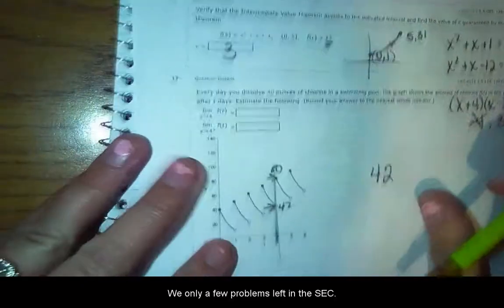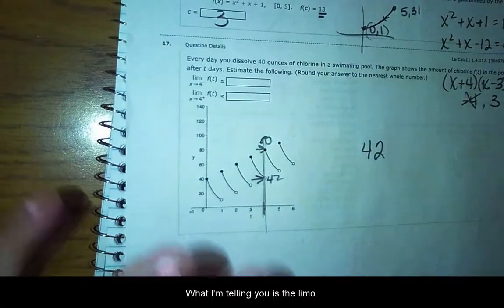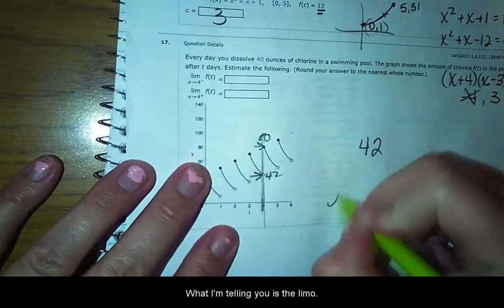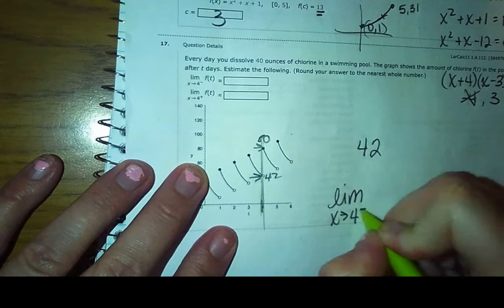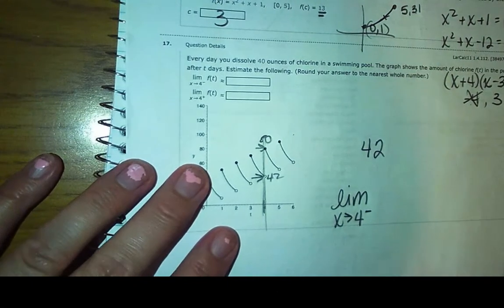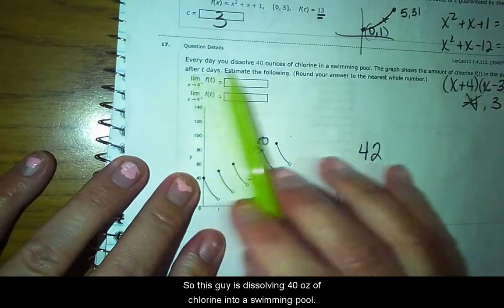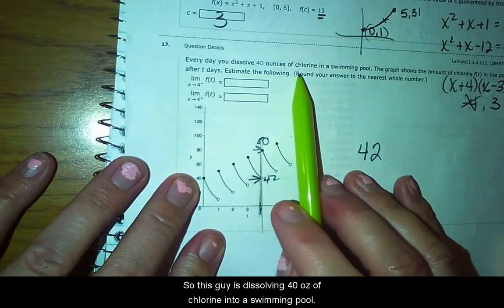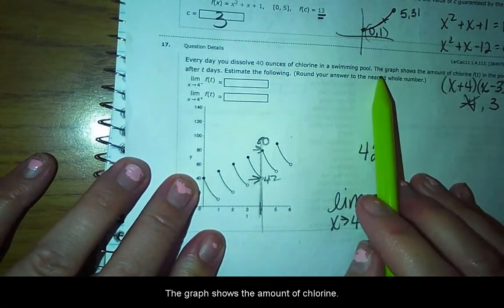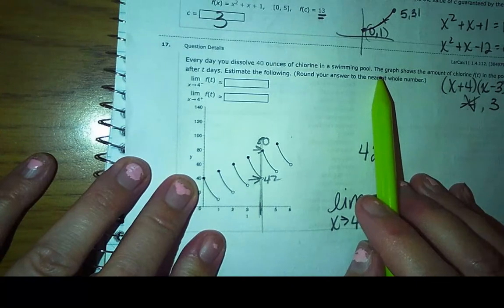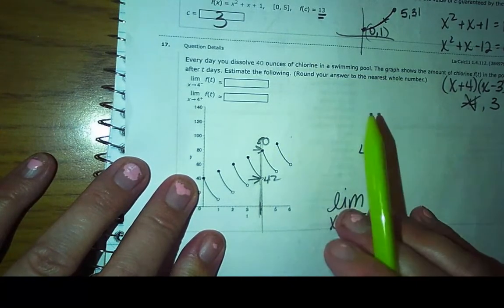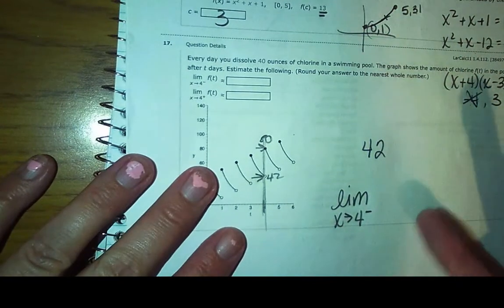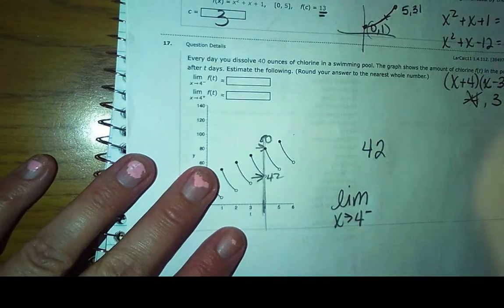All right, we only have 2 problems left on this section. So what I was telling you is the limit as x approaches 4 from the left. So this guy is dissolving 40 ounces of chlorine into a swimming pool. The graph shows the amount of chlorine, F of t, in the pool after t days. Estimate the following. Write your answers to the nearest whole number. So again, you're starting off estimating, but you still got to play it smart.